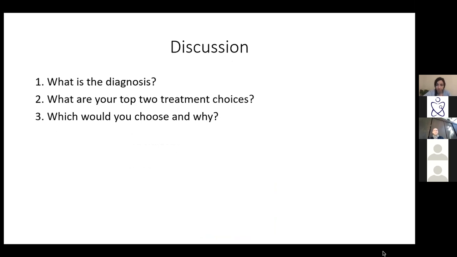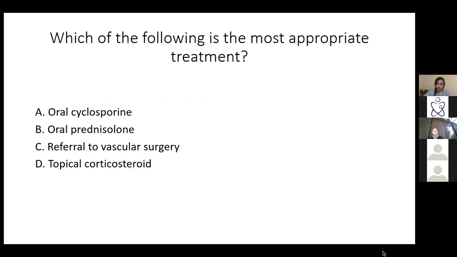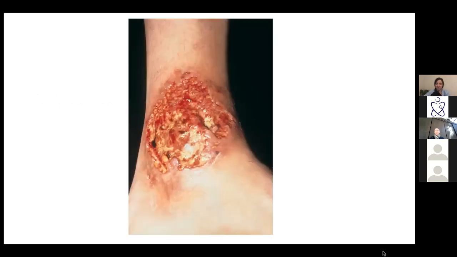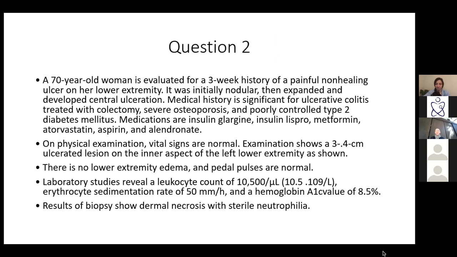Okay, so reflecting on the question, if somebody wants to chat about what they think the diagnosis is, a bit of a leading question, but what are your top two treatment choices and which would you choose and why? It's a great example of a question where you look and go, oh, I know what this is. But then the question is about the treatment, it's not what is the diagnosis. So now, right, we're getting to a separate level.